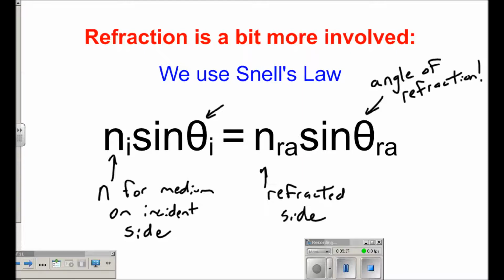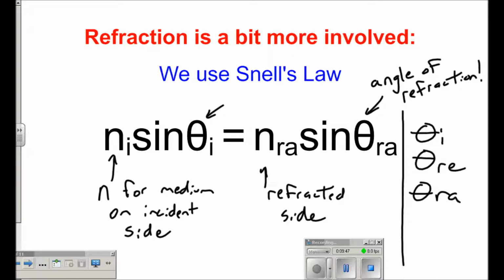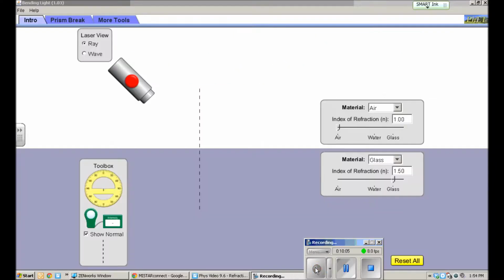All right, it is worth noting that there are now three angles. There is angle of incidence, angle of reflection is RE, and angle of refraction is RA. That says RA. Okay. So let me show you an example of refraction, and then I'll show you what all the different variables are. Okay. So what we've got here is a laser beam.